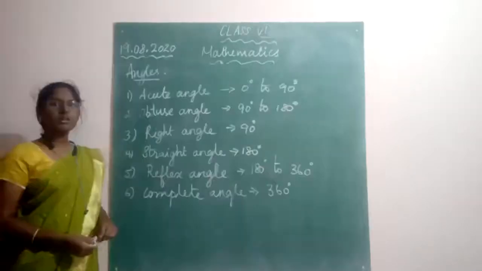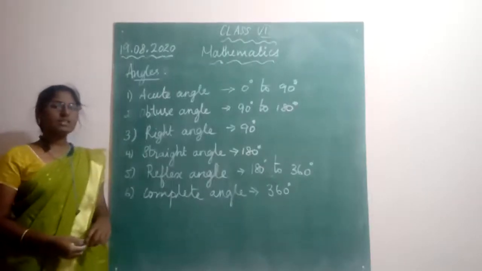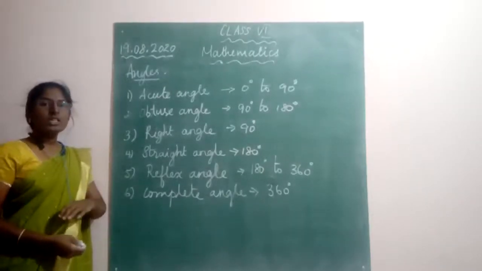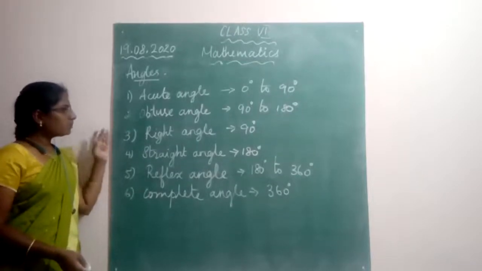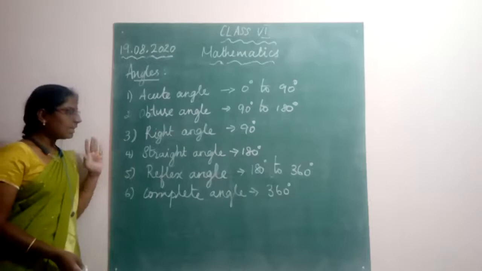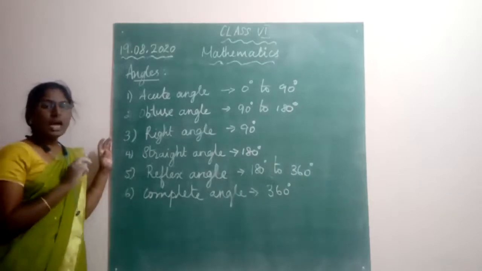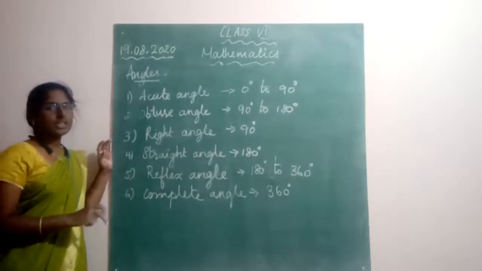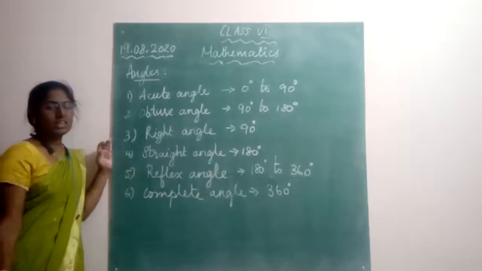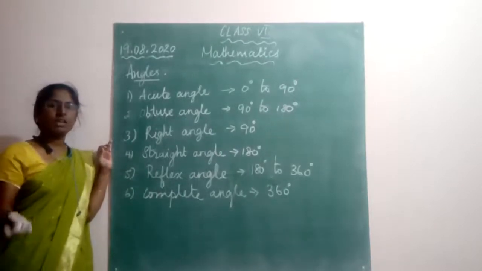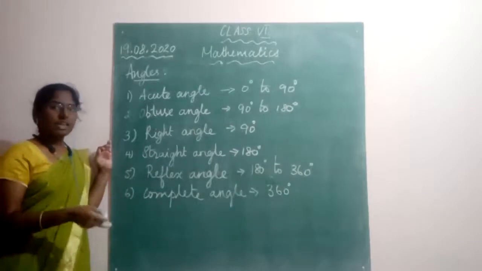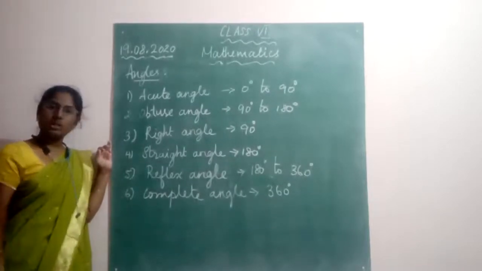Okay, so now let us enter into today's class. In today's class, we will be seeing about angles. Okay, in angles, we have acute angle, obtuse angle, right angle, straight angle, reflex angle and complete angle. Okay, any acute angle is less than 90 degree. It's from 0 degree to 90 degree. All the angles are known as acute angle, like 45, 35, 10, 20, 85, 79. So all those things are known as acute angle.